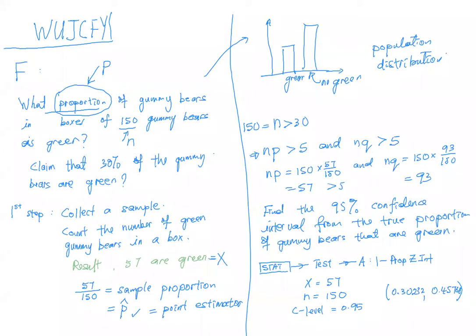We are 95% confident that the true population mean of the gummy bears that are green can be as low as 0.3. Cannot, must be in percentage. Oh, sorry, 30%. 30.2%, and as high as 45.77%. See? So it's the same.